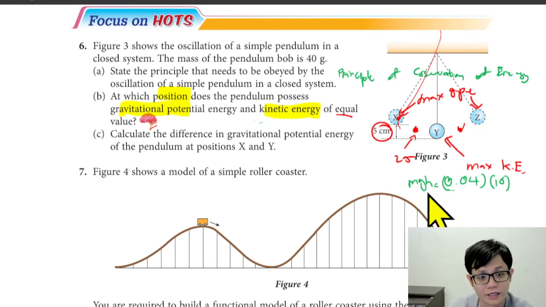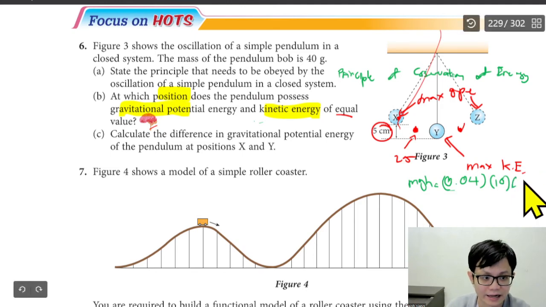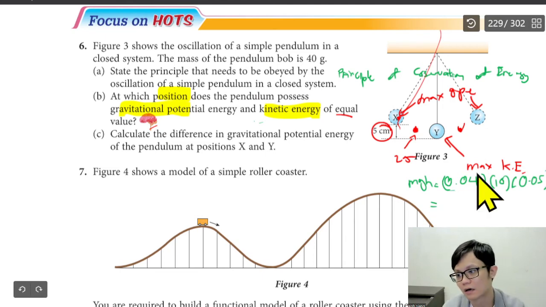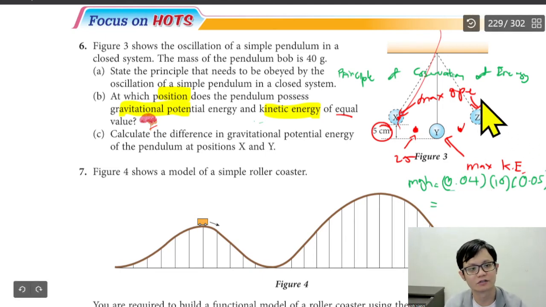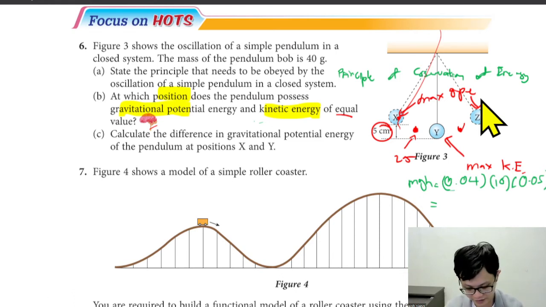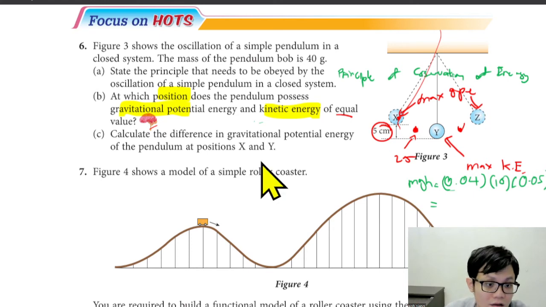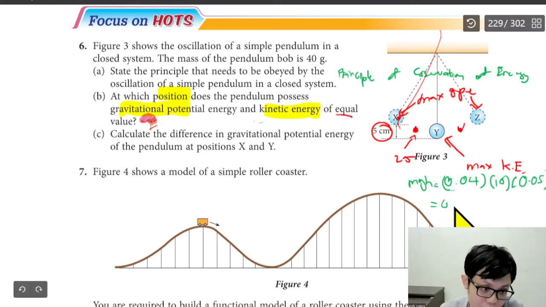So this one you need to convert it. You change cm to meter, so 5 cm will be 0.05. I do a shortcut a bit, lazy to write out everything, very messy. So 0.04 times 10 times 0.05, you get 0.02 joule. So the answer is 0.02 joule.